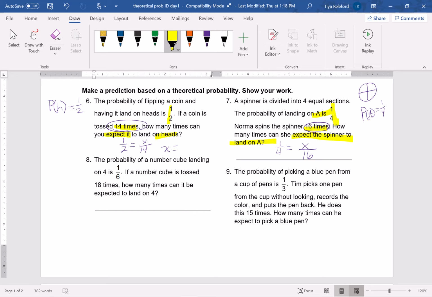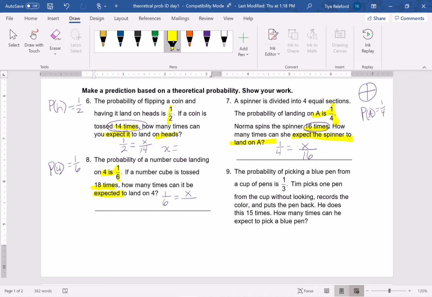Number 8 says the probability of a number cube landing on 4 is 1/6. If a cube is tossed 18 times, how many times can it be expected to land on 4? So if probability of 4 is 1/6 and you're going to do it 18 times, that 18 is going to go on bottom.